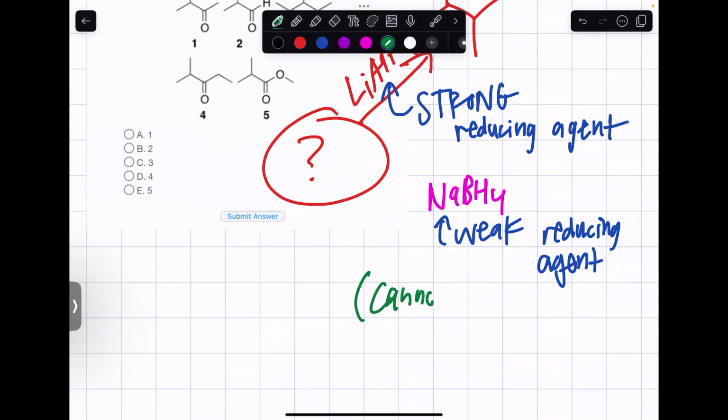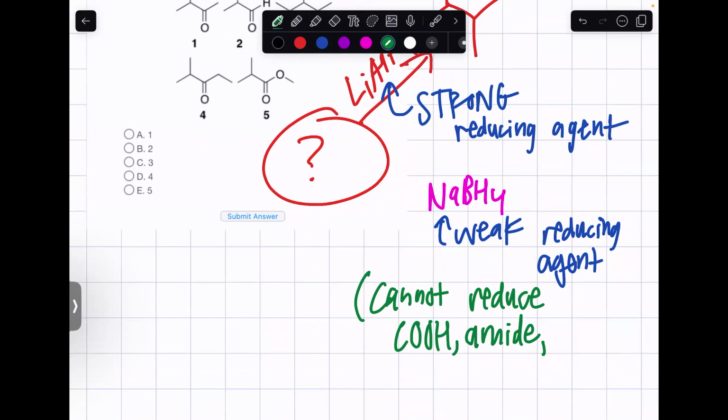It can't reduce carboxylic acid. Yeah. Amide. Ester. Ester, yeah. Does it have to do with the substitution of the alcohol or no? It's not the substitution of the alcohol, but the reactivity of the carboxylic acid derivatives. Are you guys familiar with the carboxylic acid derivatives like acyl halide, anhydride, the parent carboxylic acid, ester, amide, nitrile? Those derivatives?